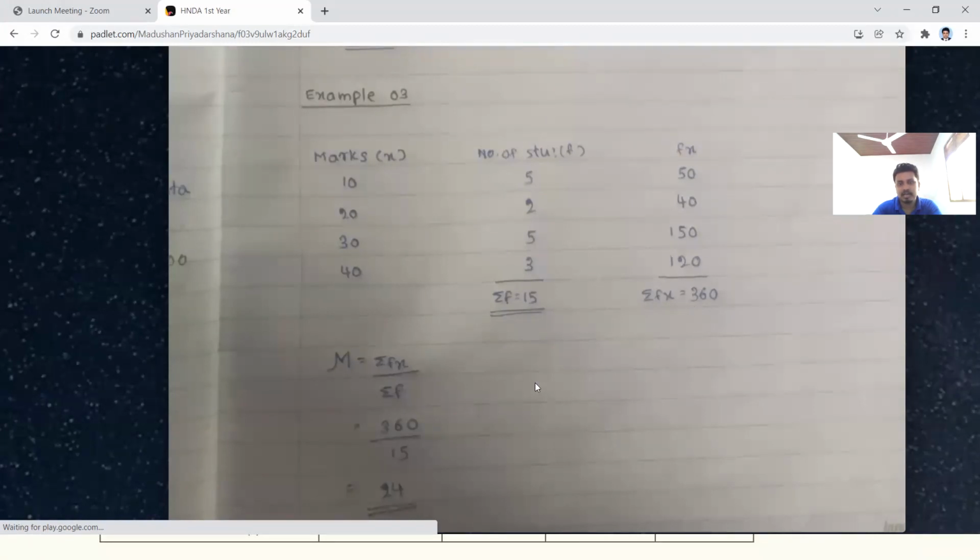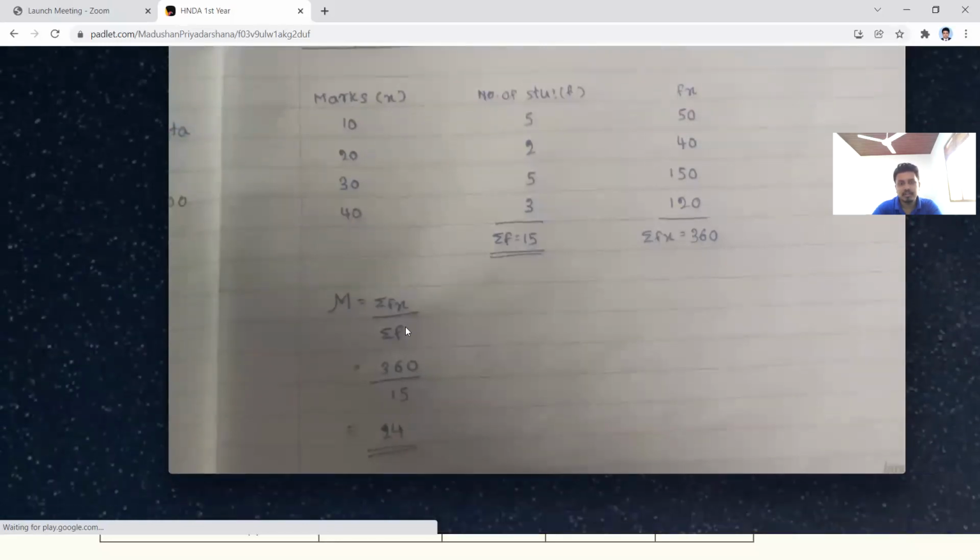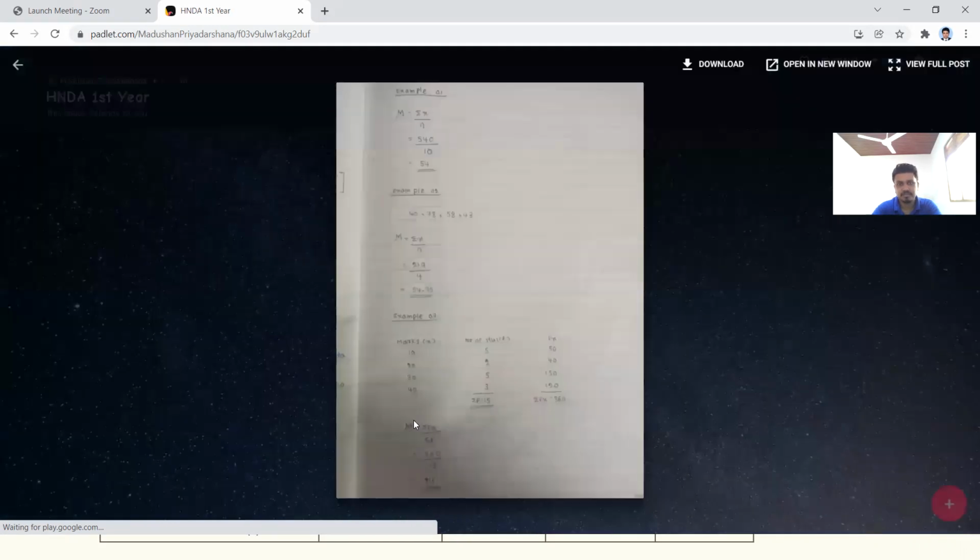Here it is 360. It needs to be divided by sigma f, that means the sum of the frequency column. What does sigma mean? Sum. Sigma f means the sum of the f column, the sum of the frequency column, that is 15. So 360 divided by 15 is 24. So here in example number 3, the mean value should be 24.